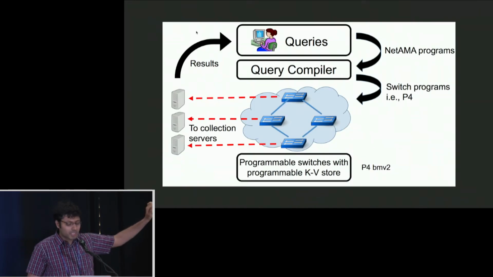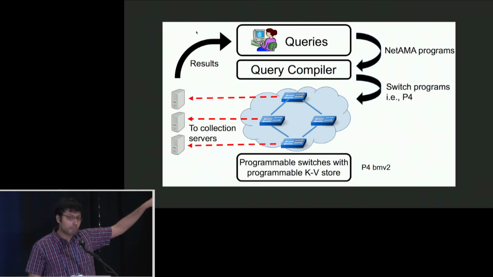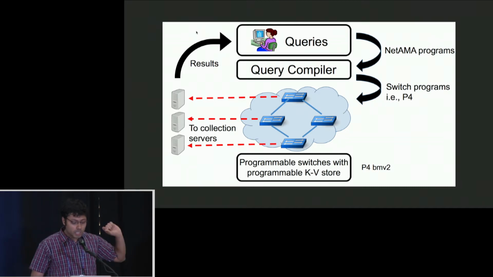In some sense, we have a performance query language that allows network operators to have a network-wide view and write fine-grained performance monitoring questions, which are then compiled by our compiler into switch programs in P4. And we use the behavioral model to actually show how this kind of debugging might work.